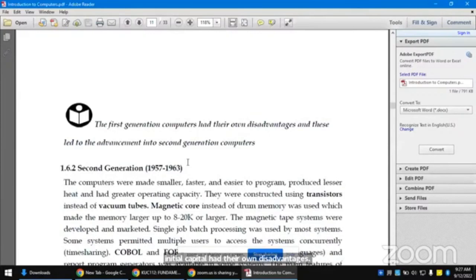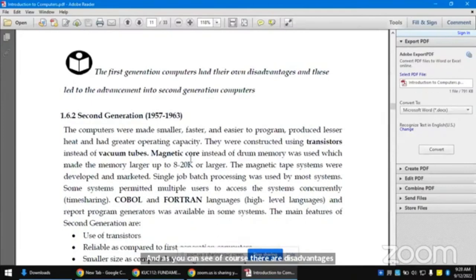And as you can see, of course, their disadvantages are very clear here. The only advantage we have with this one is that it only understood machine language. So it could process directly. There was no conversion, things were just easy. It understood machine language, so there were no conversions, just direct.